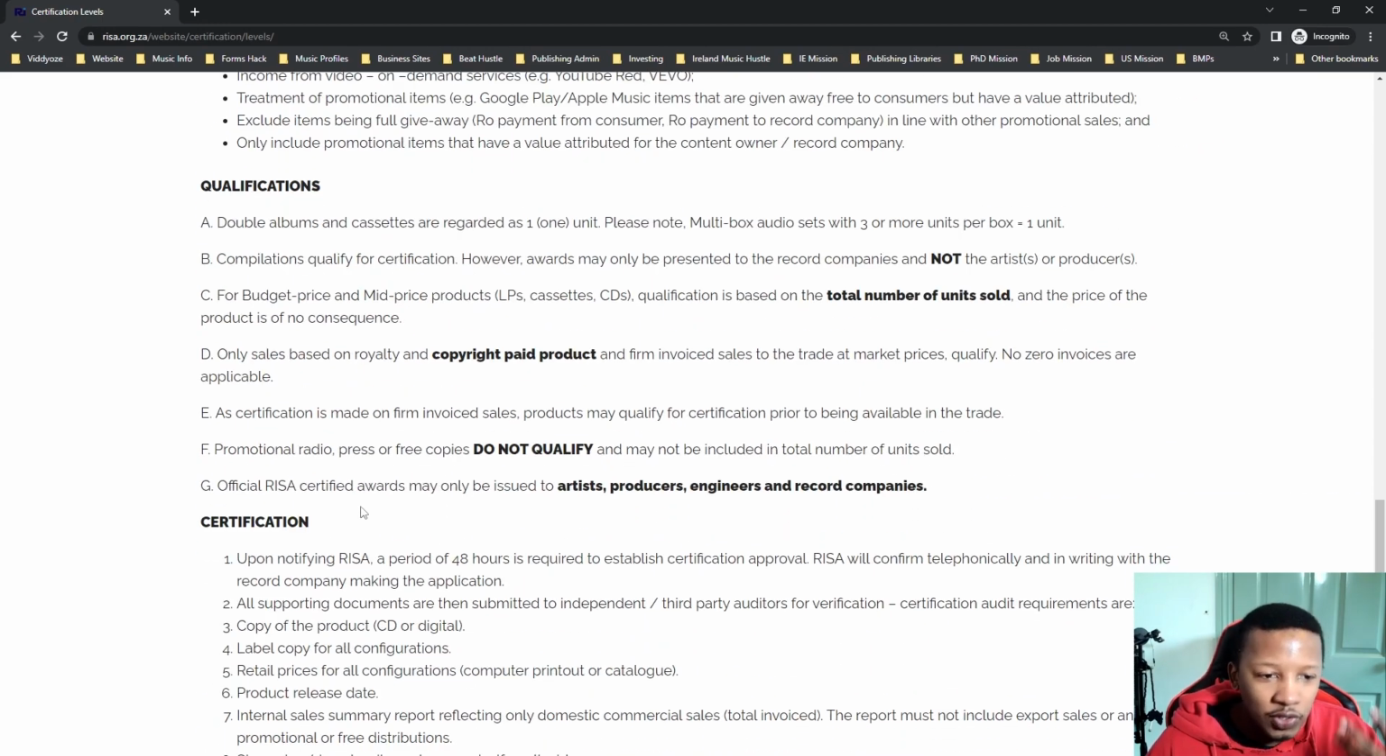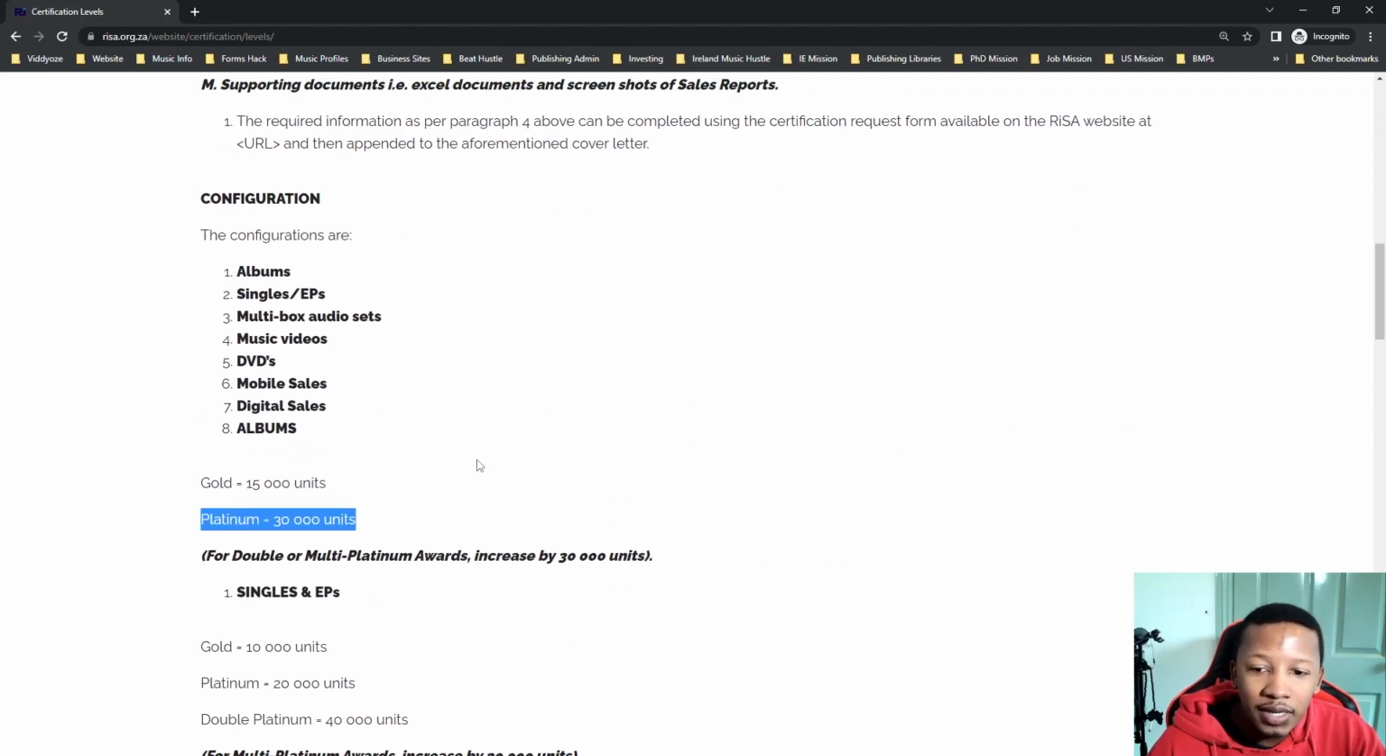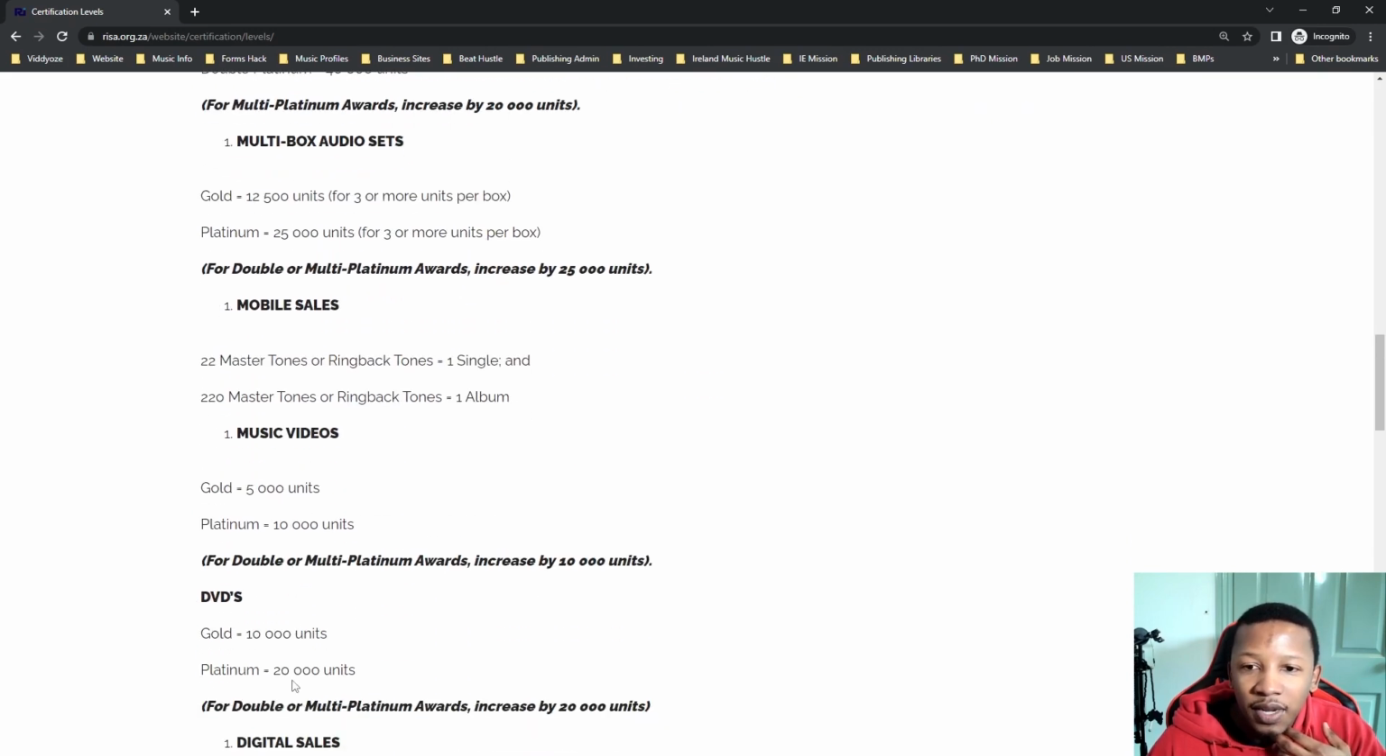Obviously, if you start getting to a million streams, then you can start checking this to see what makes sense, and then contact RISA or someone within RISA to make sure that you're multiplying the right numbers, because they tend to change these numbers depending on how the market picks up, etc. But yeah, that's basically it.